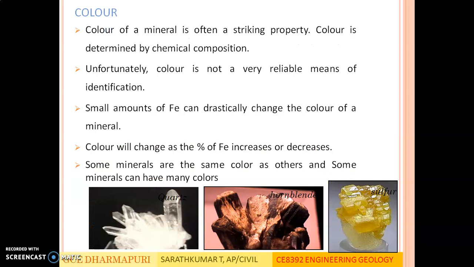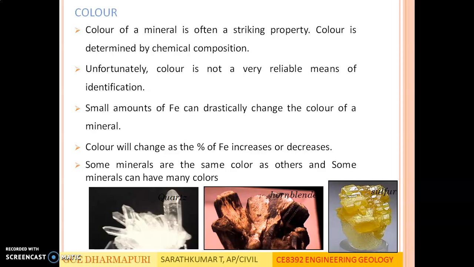So the next striking property is color. Color of a mineral is often a striking property. Color is determined by chemical composition. Unfortunately, color is not a reliable means of identification. Small amounts of Fe can drastically change the color of a mineral. For example, based upon the impurities, the color of a mineral varies to a great extent. Color will change as the percentage of iron content increases or decreases.